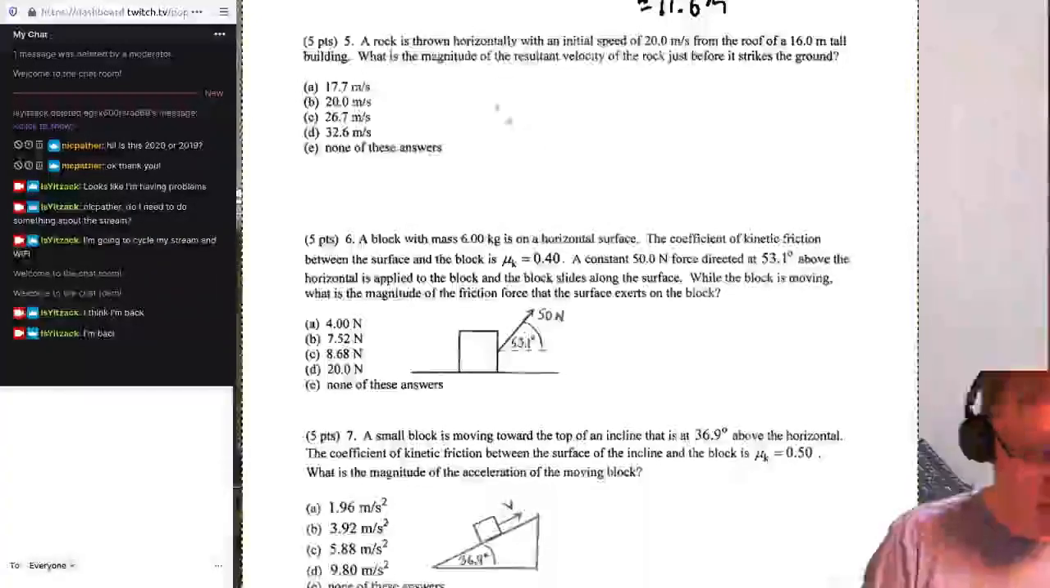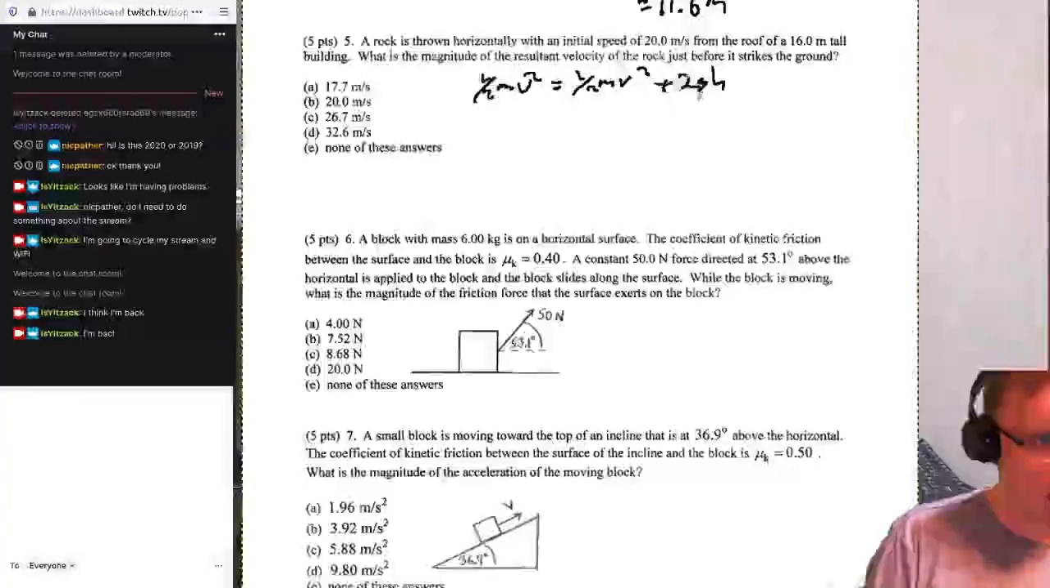Again, energy conservation. So 1/2 m v squared is equal to 1/2 m v naught squared plus m g h. The m's cancel, and multiply both sides by 2. V squared is equal to v naught squared plus 2gh. There we go.